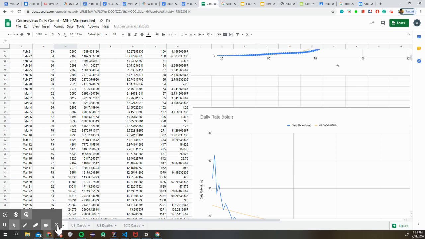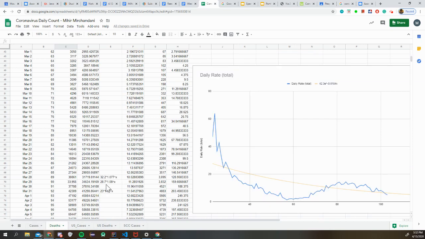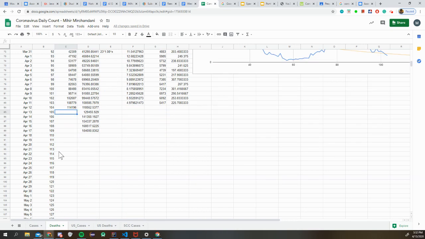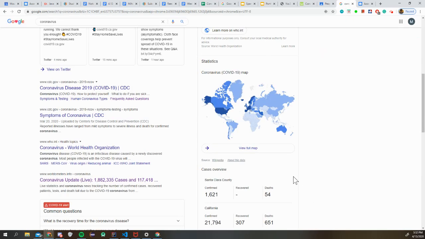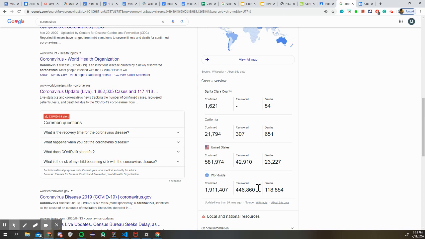Today we're going to look at death toll. So it has been a while. We are now on day 105. We left off of day 94, but it is April 13th, and now we've hit over 100,000 deaths globally. If we look at today, now we are at 118,000, so we can just take that data over.